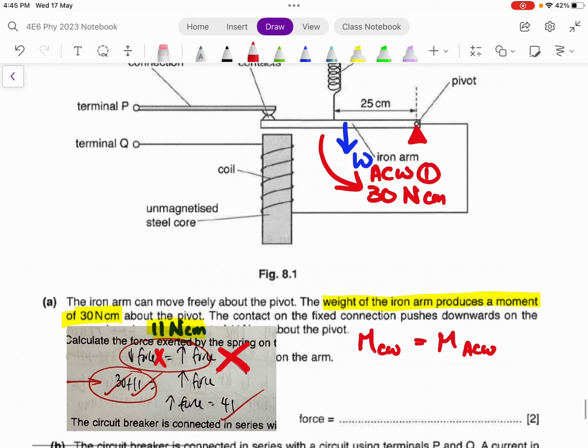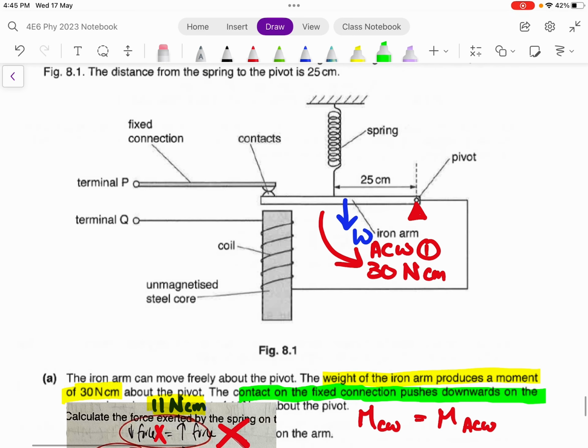Then after that, I think if you read, the contact at the fixed connection pushes downward on the contact. So down here, there may be a normal contact force acting on this beam over here, right? So this normal contact force will also produce a moment of 11 Newton cm, which is also an anti-clockwise moment. So I call it ACW2.